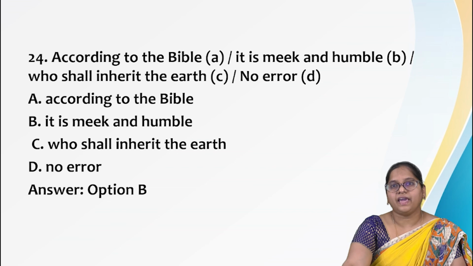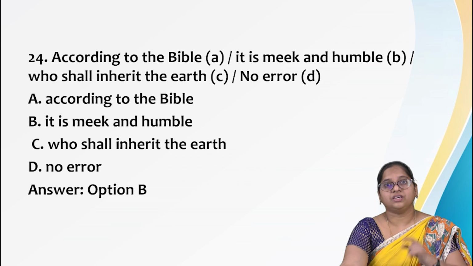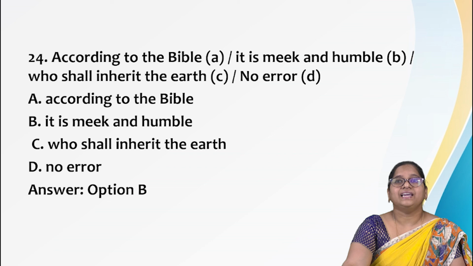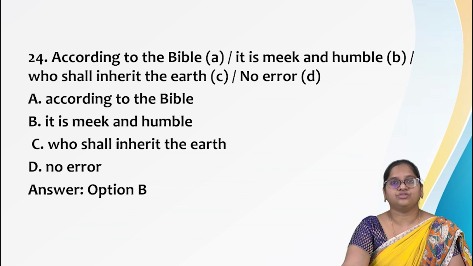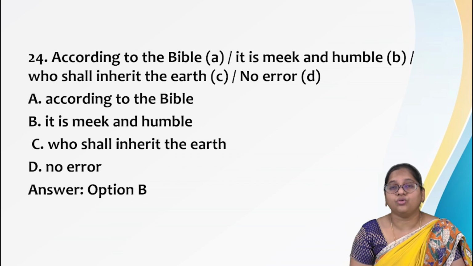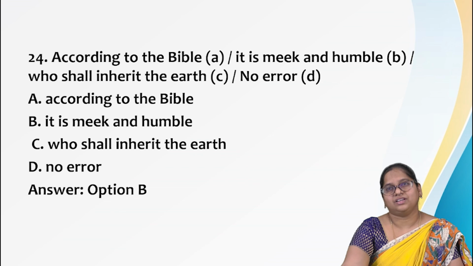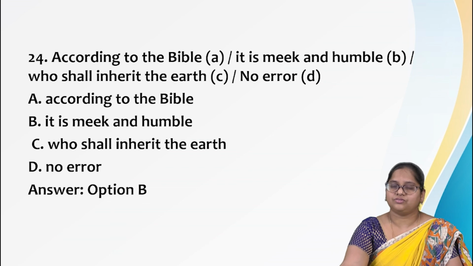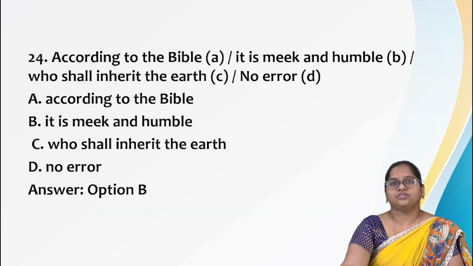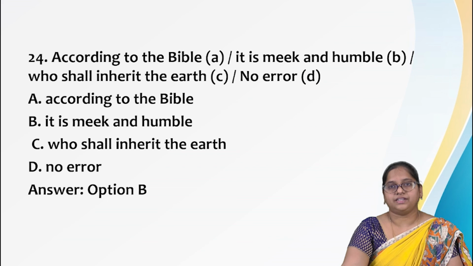Now option A, option B, option C. In the given option B, it is meek and humble, so that is wrong here. And you can choose the option, according to the Bible, those who are meek and humble shall inherit the earth. That is the right answer. So you can select option B as the right answer.